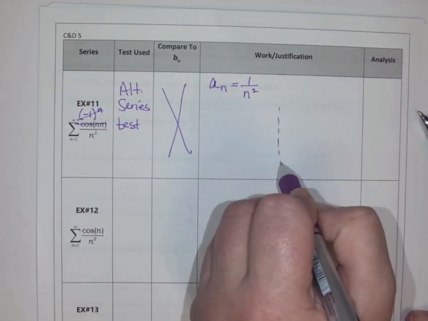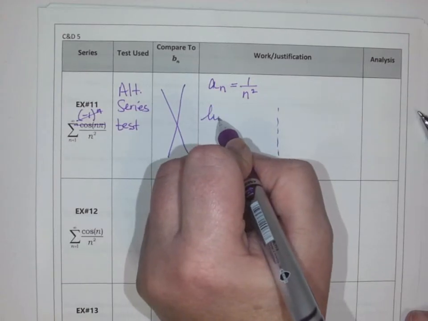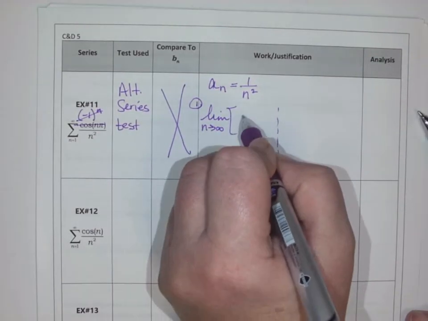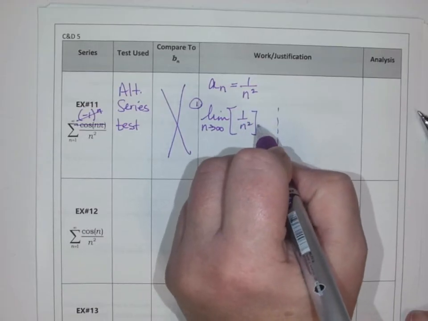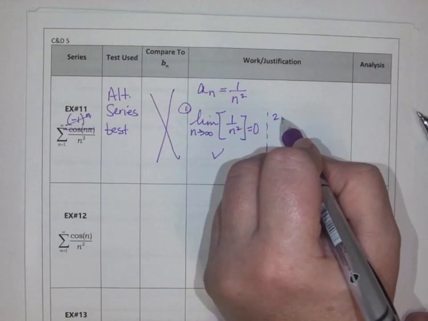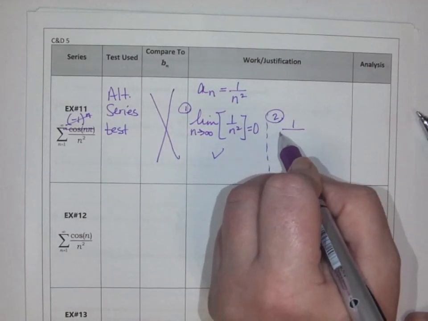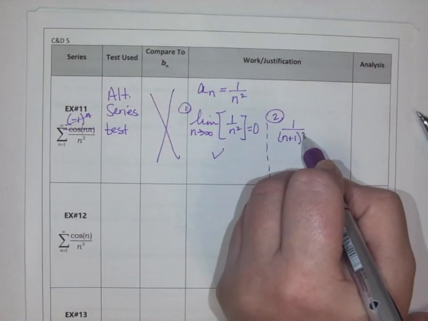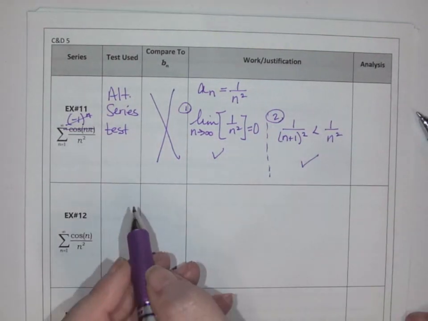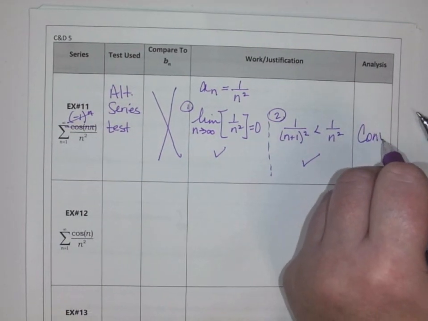So I've got my two conditions. So I have the limit, here's my first one, as n goes to infinity of 1 over n squared is equal to 0. So first condition met. My second condition is the decreasing. So 1 over n plus 1 squared is less than 1 over n squared. So it's met. So therefore, we converge.